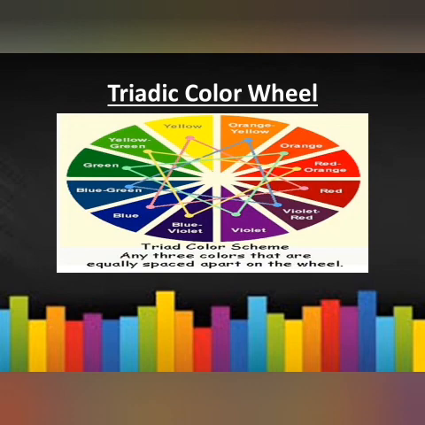So the use of a color wheel helps us to understand color theory more effectively. You can see on the screen the triadic color wheel, or the triadic color scheme. It uses colors that are evenly spaced around the color wheel. It uses three colors that are equally spaced apart on the color wheel.